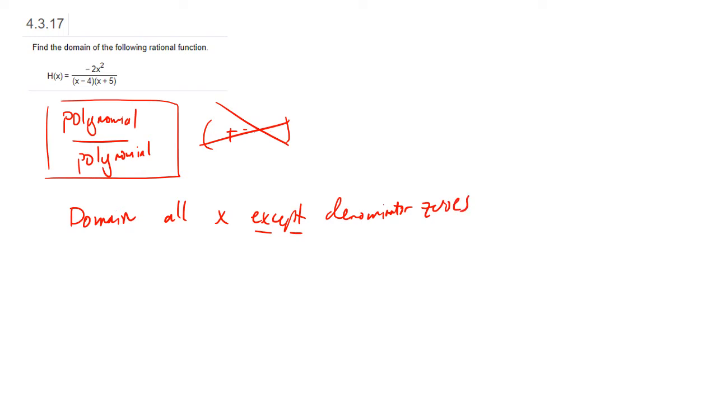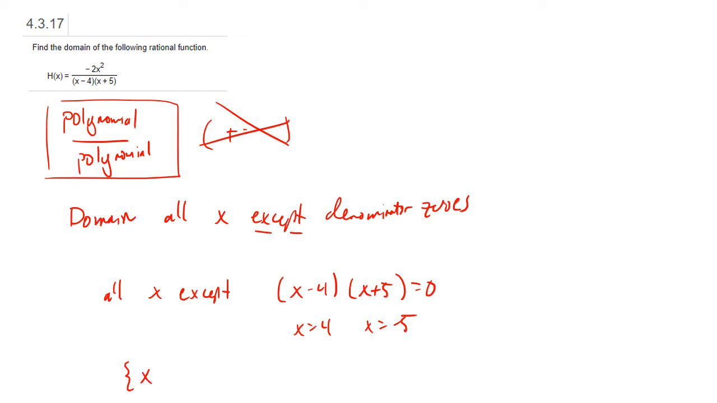So in this particular case, it's all x except where x minus 4 times x plus 5 is equal to 0. In other words, it's all x except x equals 4 and x equals minus 5. And typically we would write this as all x so that x is not equal to 4 and x is not equal to minus 5. So down here is our set notation for all of the x's that are not 4, nor are they minus 5.